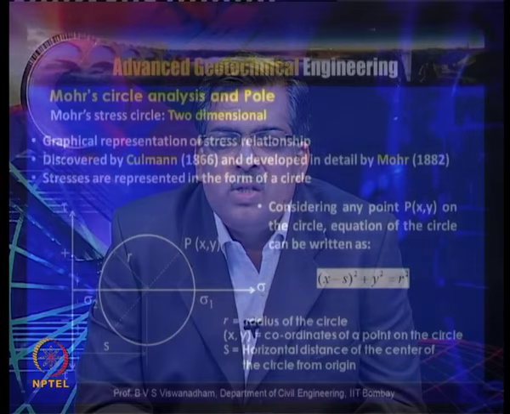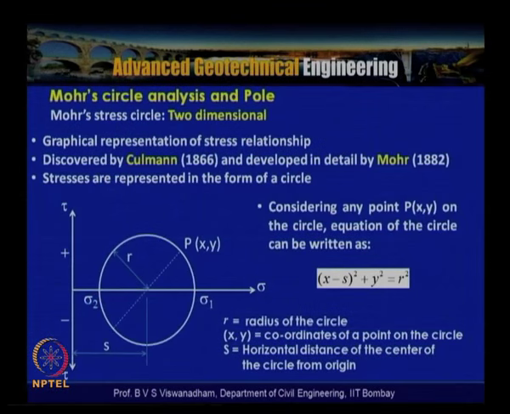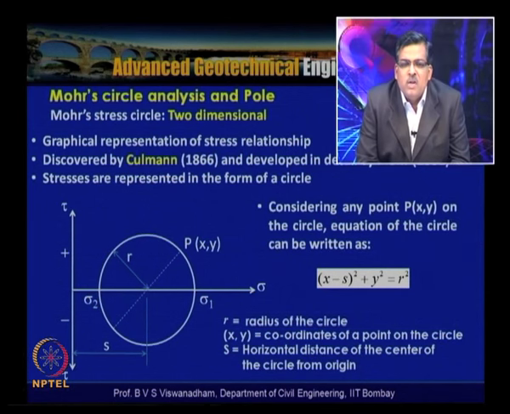So the Mohr stress circle is a two dimensional graphical representation of stress relationship at equilibrium. It was discovered by Culmann in 1866 and developed in detail by Mohr in 1882. This development actually goes back into solid mechanics, and it is used in soil mechanics. The stresses are represented in the form of a circle.